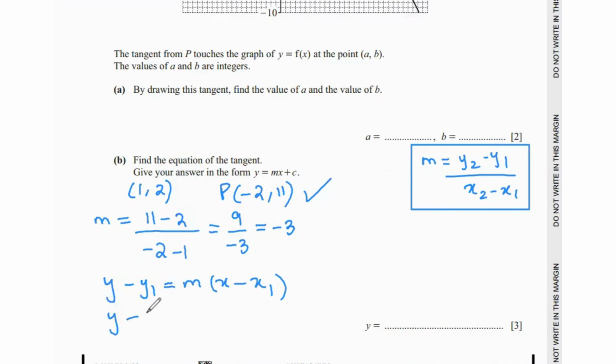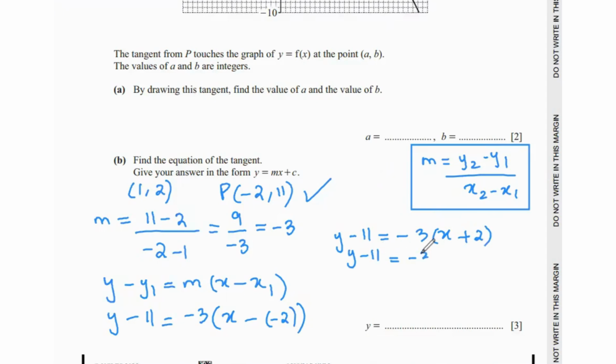So y minus 11 equals to -3 times x minus -2. So that's y minus 11 equals to -3 times x plus 2. Y minus 11 equals to -3x minus 6. Y equals to -3x minus 6 plus 11. Simplify it, -3x plus 5. So y equals to -3x plus 5 is your equation of the tangent, and this is in the slope-intercept form as identified in the question.